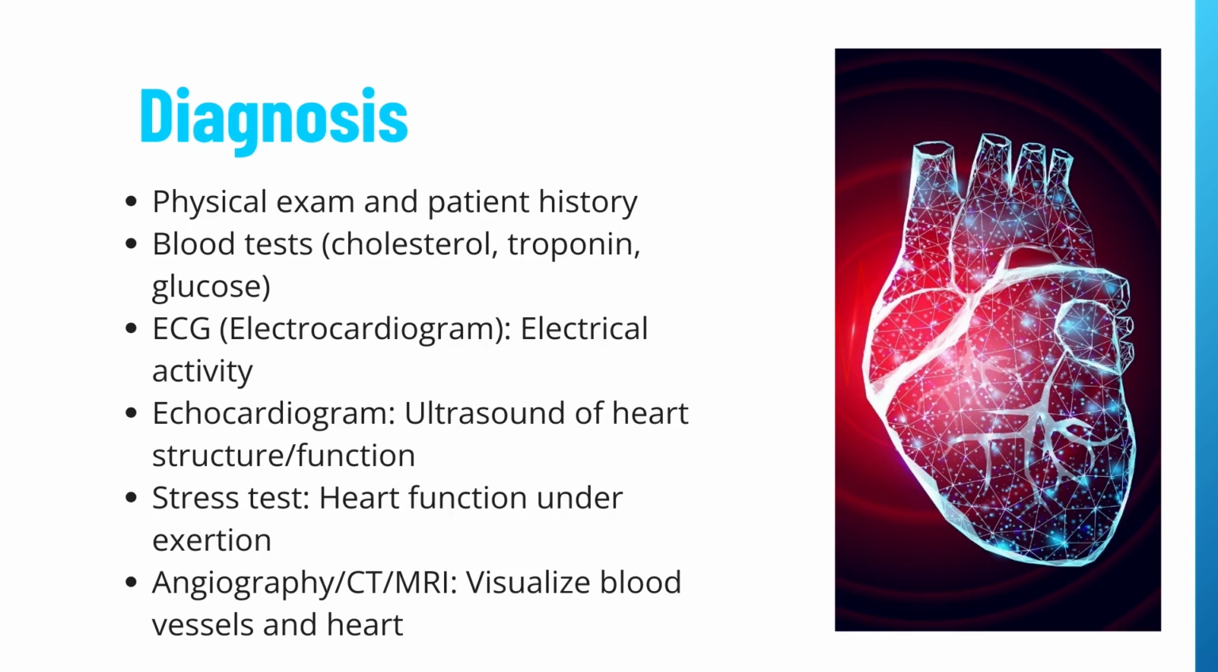Diagnosing heart disease involves a combination of tools and tests. Doctors usually start with a physical exam and patient history, then may order blood tests to check for markers like cholesterol, blood sugar, and troponin, electrocardiogram or ECG to detect electrical activity and rhythm abnormalities, echocardiogram for imaging the heart structure and function using ultrasound, stress testing to evaluate the heart under exertion conditions, often using a treadmill or medication.